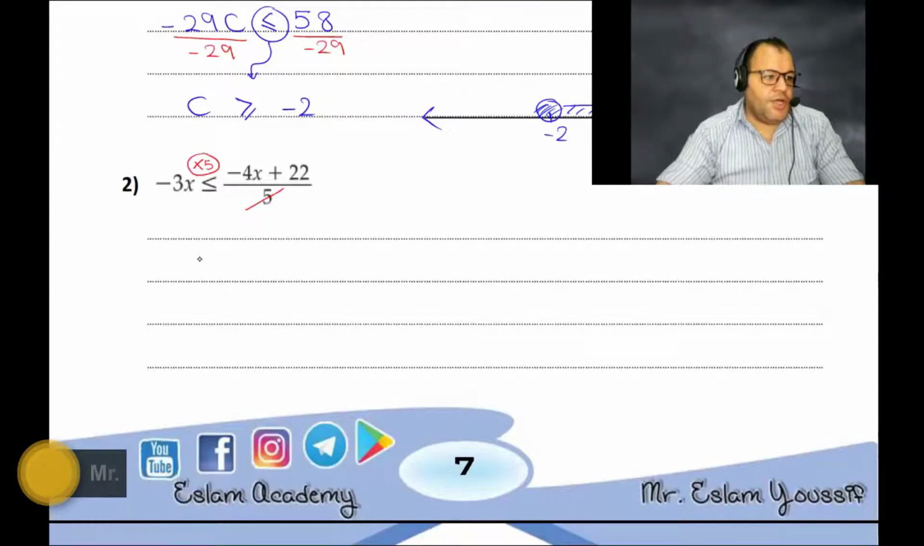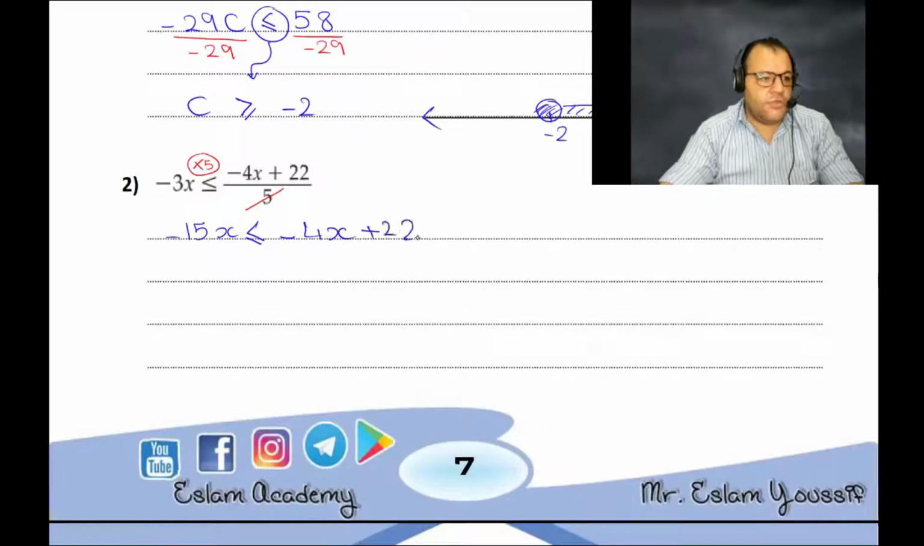Negative 15x. Same sign, because you multiply by a positive, keep the sign of the inequality, so it will be less than or equal to negative 4x plus 22. Then plus 4x, because that was negative 4. If you shift it to the other side, it will be positive. So it will be negative 11x.